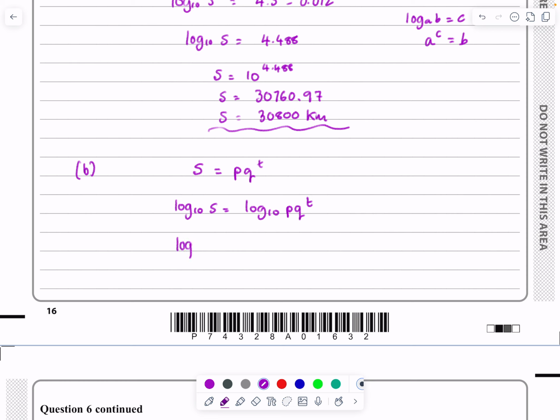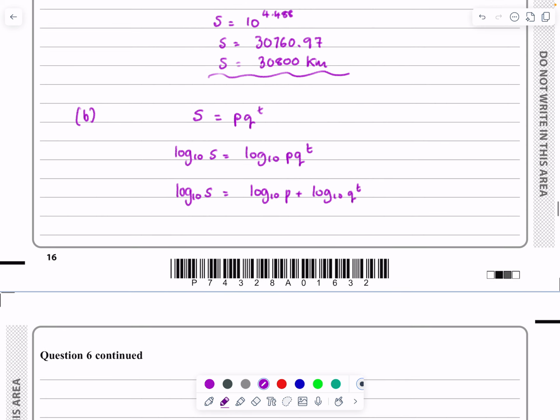So the first one I'm going to use is the fact that log of PQ to the T is log of P and log of Q to the T. Two things multiplied together, we can separate them like that. Then we're going to use the power rule to bring this T down. So I'm going to end up with log 10S equals log 10P plus T log 10Q.